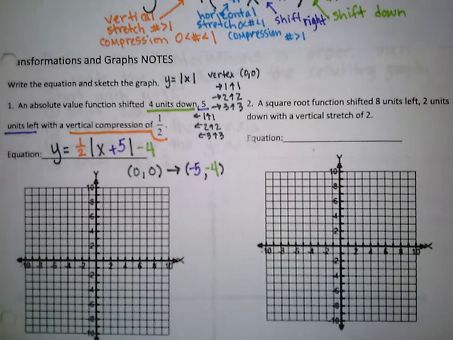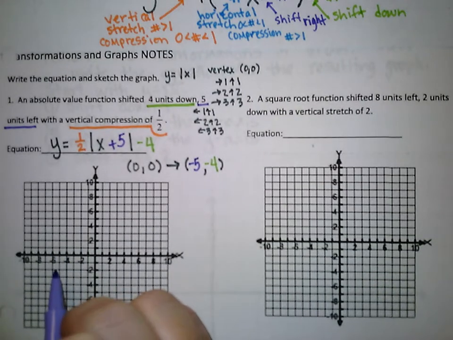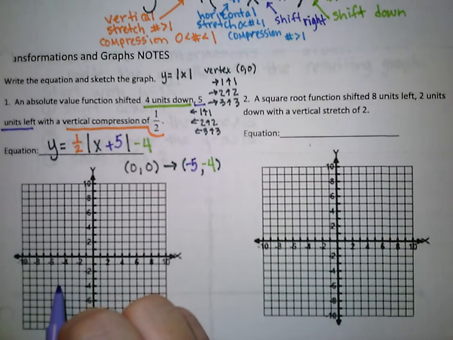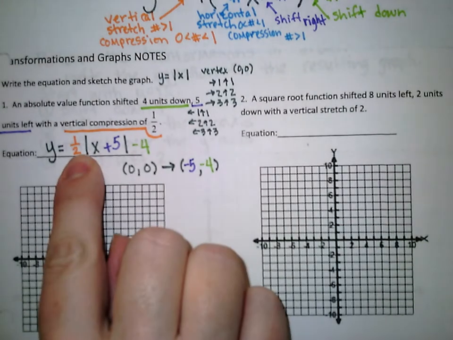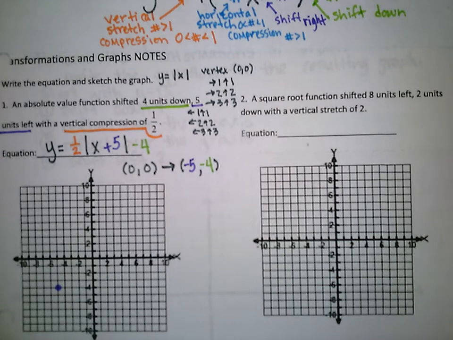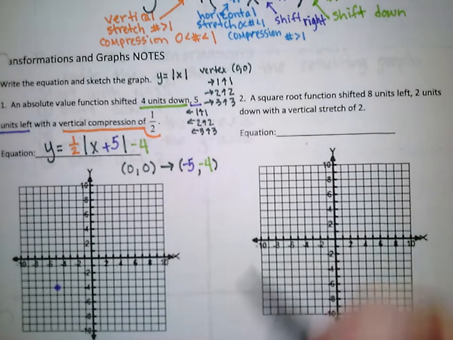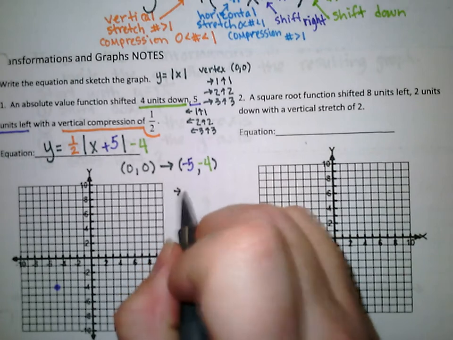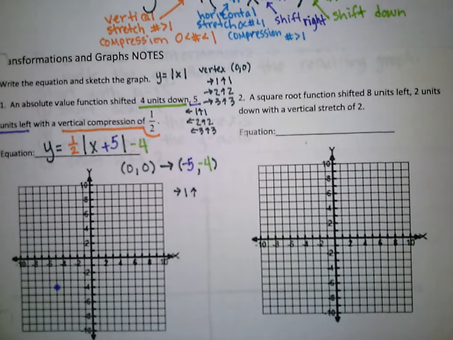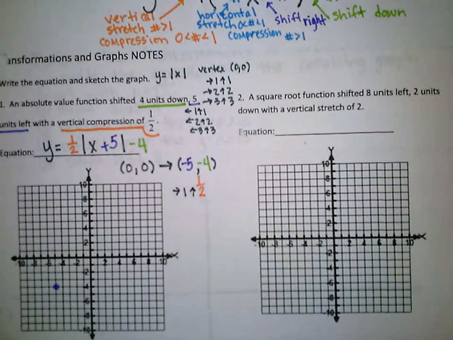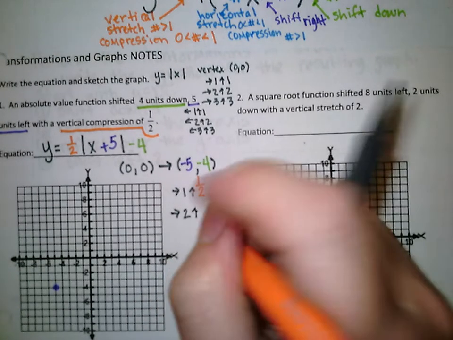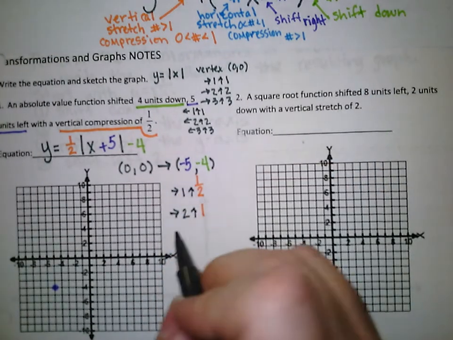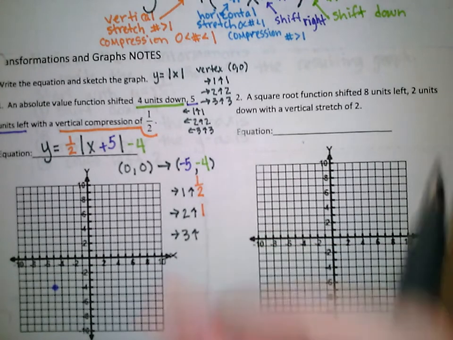Let's see. So I'm going to put my start point, 4, 5, right there. And then the vertical compression is going to change my ups. So I'm going to multiply all of my ups by that half. So over 1 up, instead of 1, it's going to be 1 times a half, which makes 1/2. Instead of going over 2 up 2, it's going to go over 2 up 1 and over 3 up 3/2.